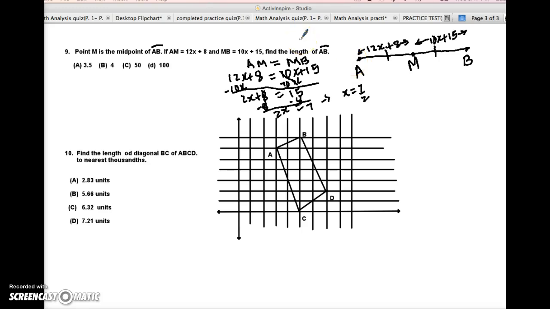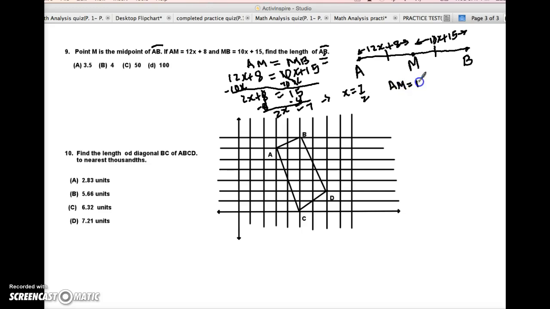Where do we go from there? By the way, notice over here they give us 7 over 2, which is 3.5 as one of the answers. So don't get excited too quickly and rejoice too quickly. Let's just keep working and look for what we're asked. We're asked to find the length of AB. AB is the overall length. Now, if I can just find the distance from A to M and double it, that would be AB. So let me go ahead and find AM.